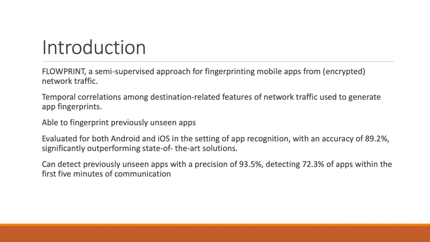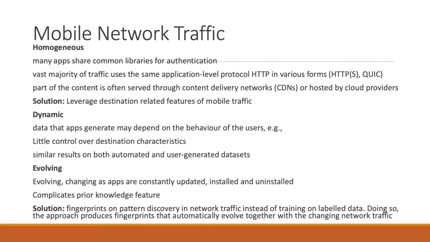And for the apps that have been seen before, it shows an accuracy of 89.2%, which is better than the existing solutions that were discovered before this. So it generates fingerprints from mobile network traffic. Now, there are some problems with mobile network traffic that complicate the process of generating fingerprints.